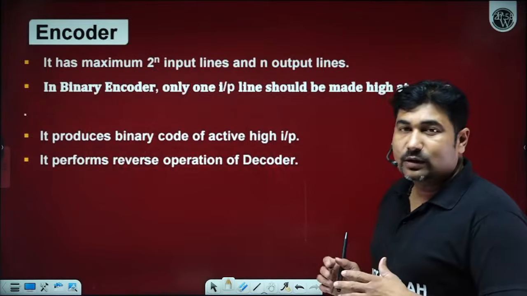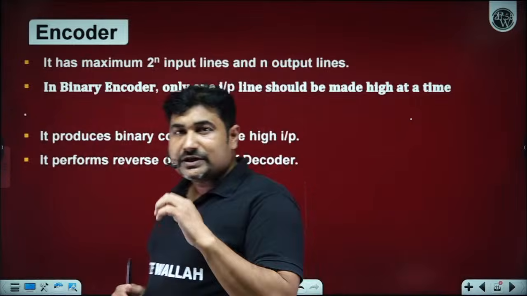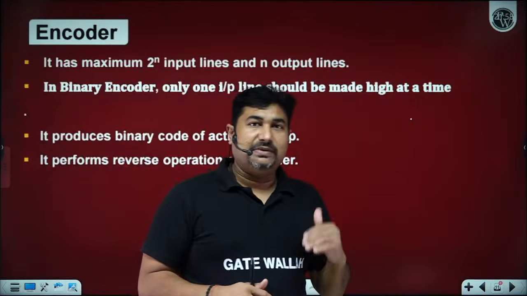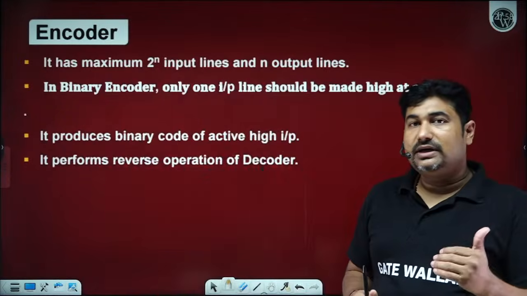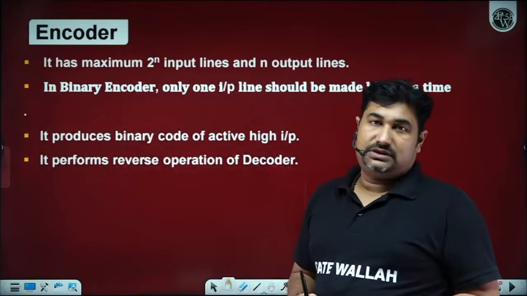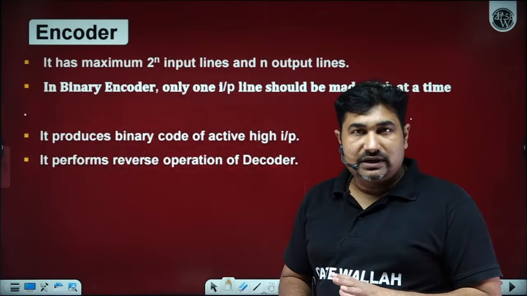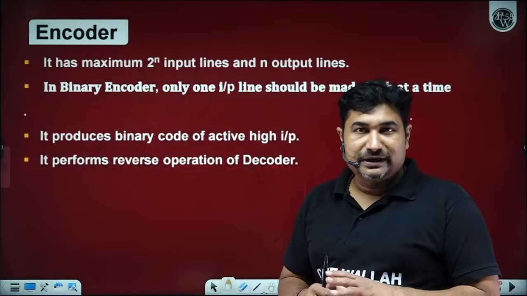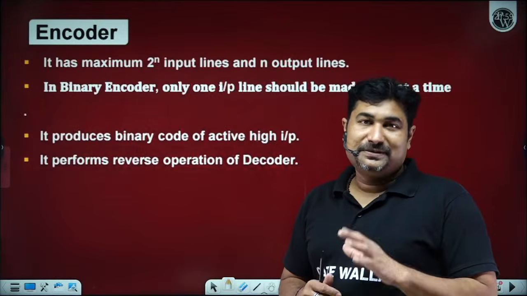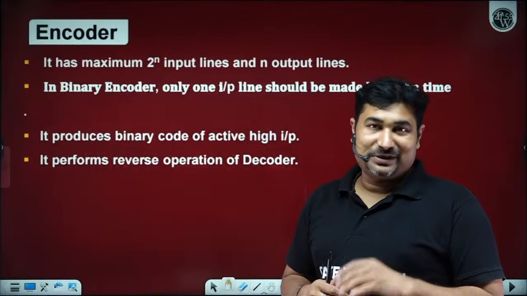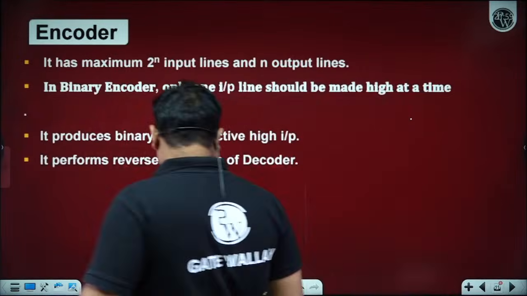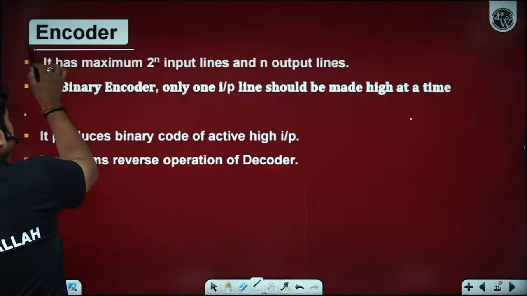Come back to the encoder. The primary function of the decoder is to convert binary codes to other codes. So what is the purpose of the encoder? Just the opposite of the decoder. It is used to encode other codes to binary code. So write down: Encoder.